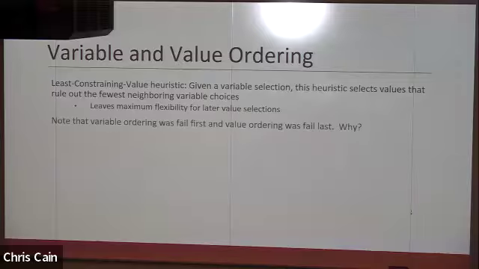So variable ordering is fail first, value ordering is fail last. Any hints as to what's going on there? Hard question after 2 hours in a classroom.